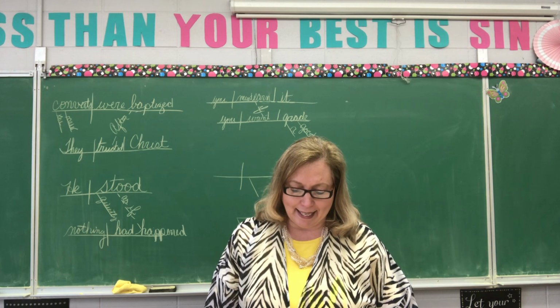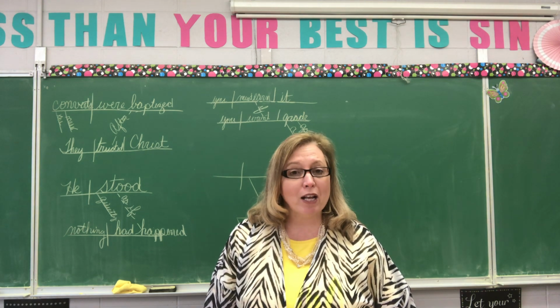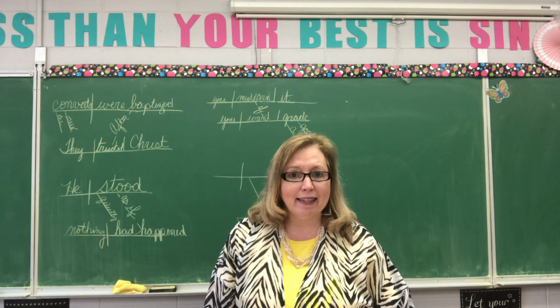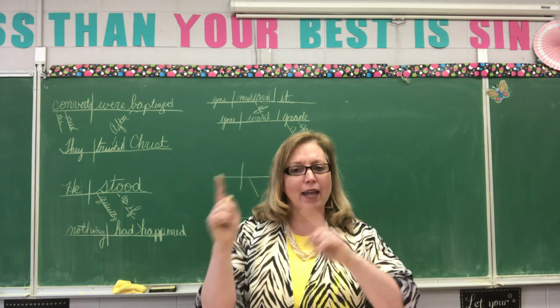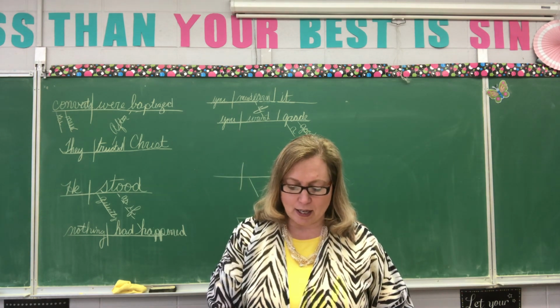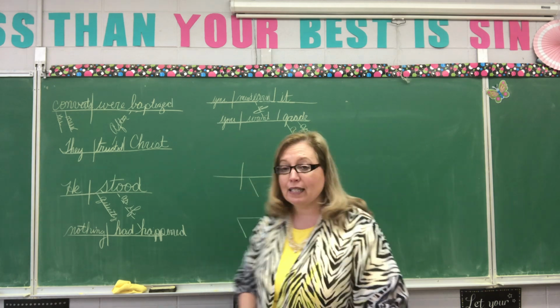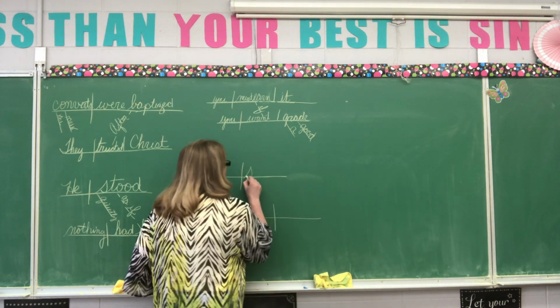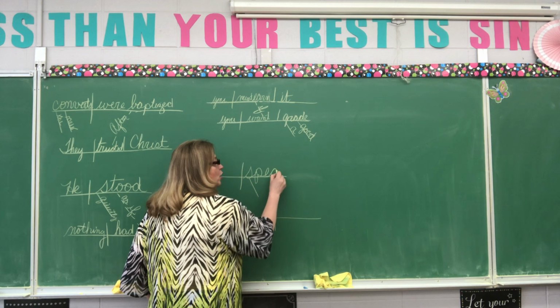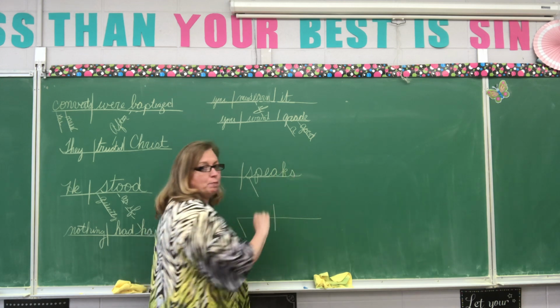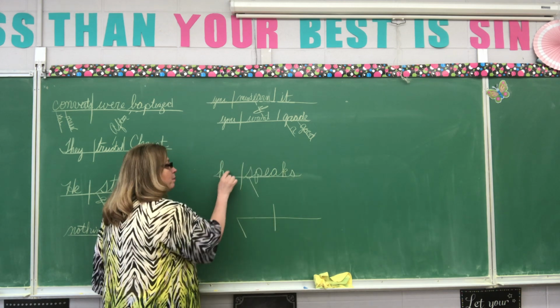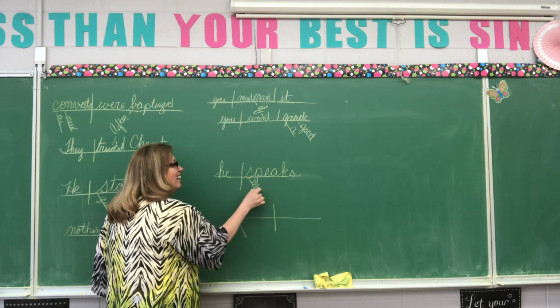As a man thinks, he eventually speaks. What's my clause? As a man thinks. Put brackets around it. Now look at your independent clause. He eventually speaks. Your verb is speaks. Who or what speaks? He. He speaks when? Eventually.